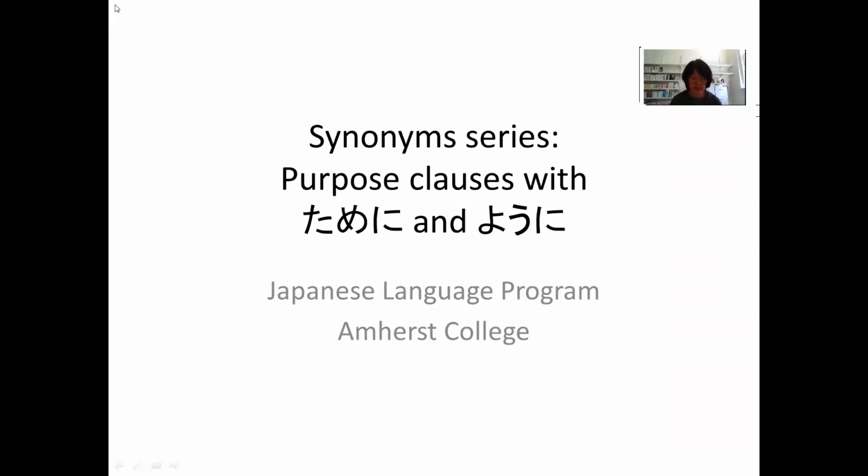In this video presentation, we will discuss the difference between the two kinds of purpose clause, the one with tame ni and the other with yoni. Both types of dependent clause express the speaker's or the topic's goal or the purpose of a certain action. Let us see what the difference between the two clauses may be, using some example sentences in the following pages.